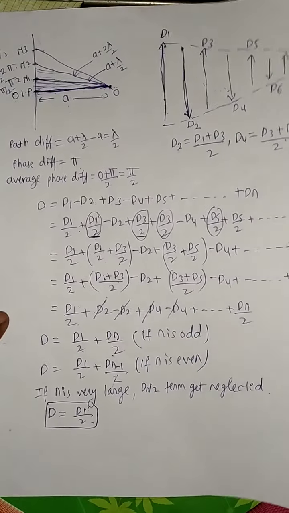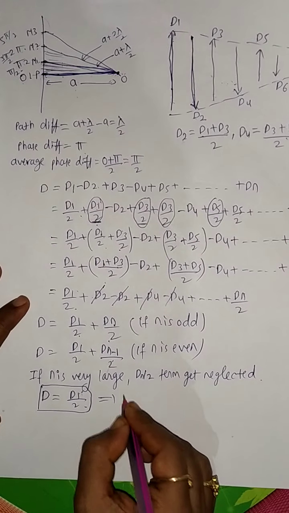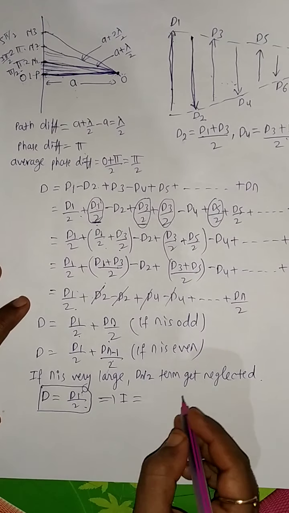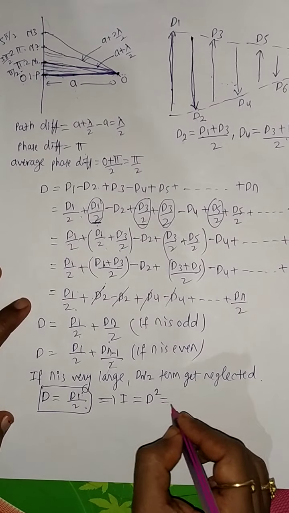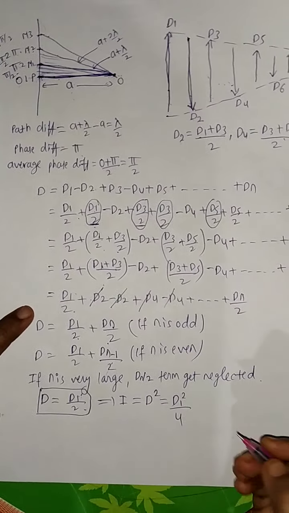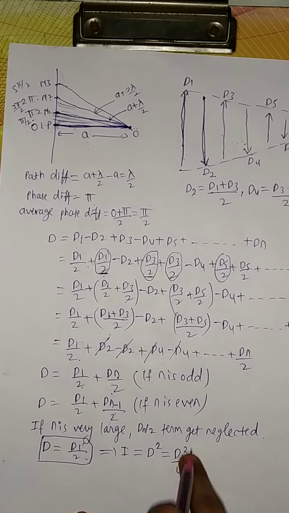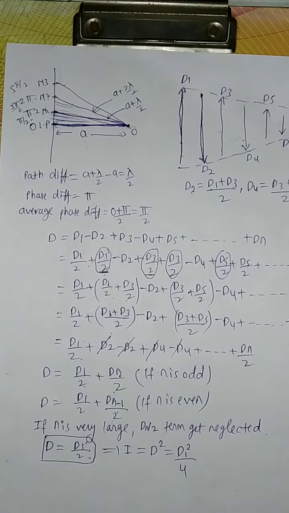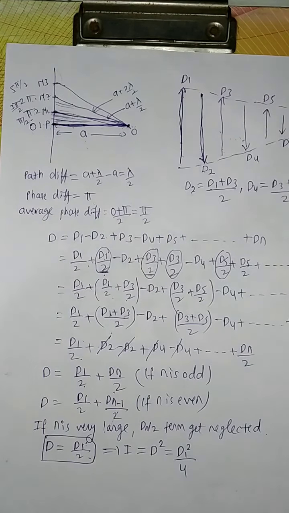Okay, and if it is the amplitude, what about the intensity? So you know intensity is proportional to the square of the amplitude, that is d square. So nothing but it is equal to d1 square divided by 4. So this is one fourth value of the square of the amplitude due to the first zone. So that much intensity will be there at point O.